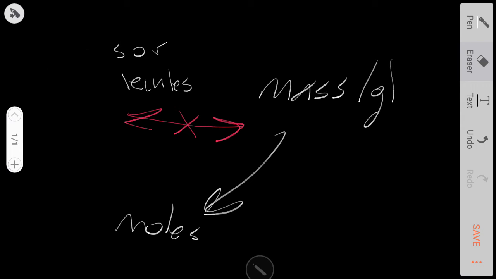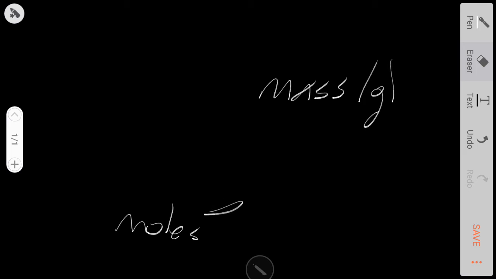So let's do a problem and see how that will work on the exam. Okay. If I were to say, for example, how many moles are there in 2.2 grams of sodium chloride? Well, if I start with 2.2 grams of sodium chloride, and I'm asking you how many moles, according to my triangle, I have to convert this to moles.